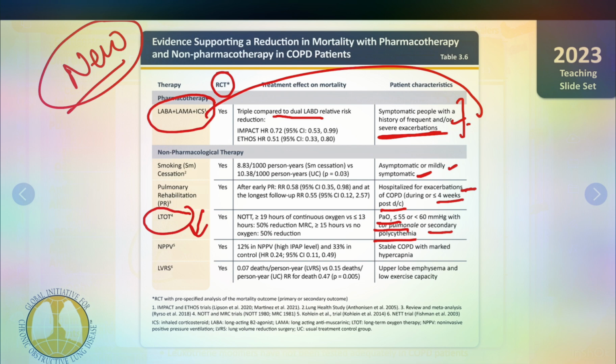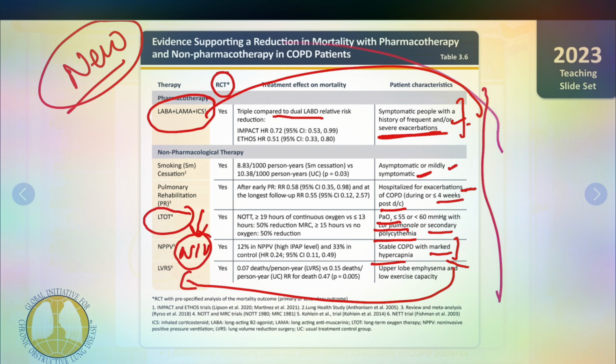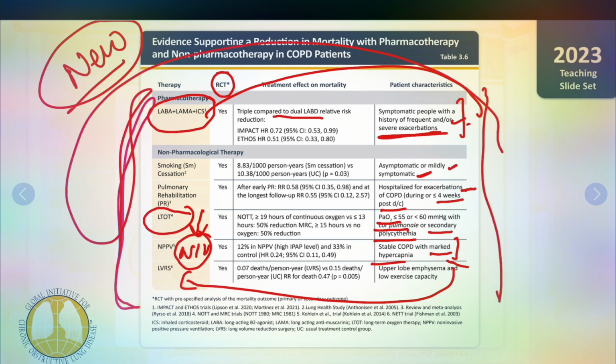Very, very important. They are telling that if there is a stable COPD patient with marked hypercapnia, then non-invasive positive pressure ventilation, NIV, reduces mortality. Then if upper lobe emphysema and low exercise capacity are there, then lung volume reduction surgery reduces mortality. So if these characteristics are present and we take these interventions, they reduce mortality. This is also a very important thing which has been proven.